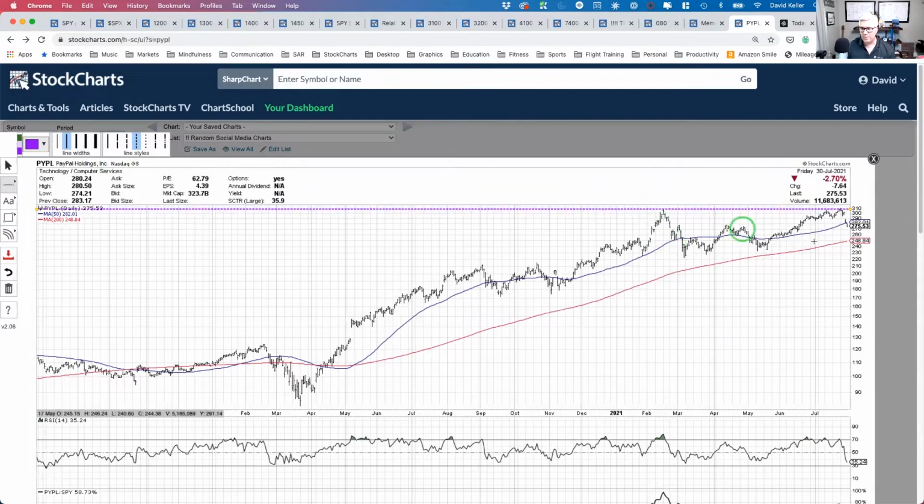Here's the high from February, where you can see that we traded right back up to that level there in early July, and then again here about a week or so ago in mid to late July. So we have a level of resistance. We've now reached that same level.